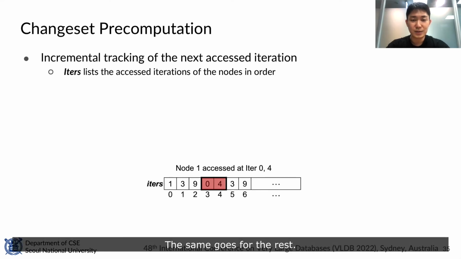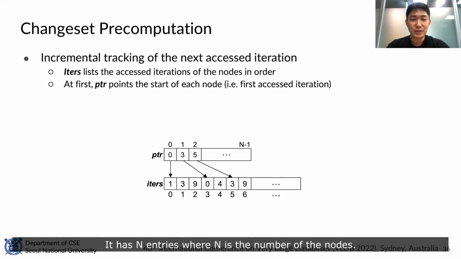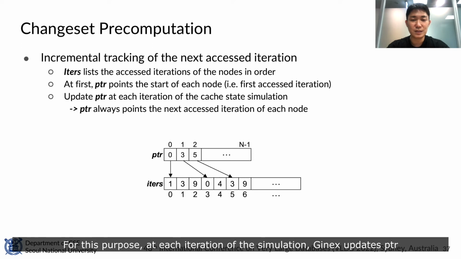The other data structure is PTR. It has n entries where n is the number of the nodes. At initialization, its entry points to the start of each node in Ind, which corresponds to the first accessed iteration of each node. Building these two data structures requires two passes over the access traces. At the last pass, Ginex performs cache state simulation by incrementally tracking the next access iteration of the nodes. For this purpose, at each iteration of the simulation, Ginex updates PTR in a way that its entry always points to the next access iteration of each node.